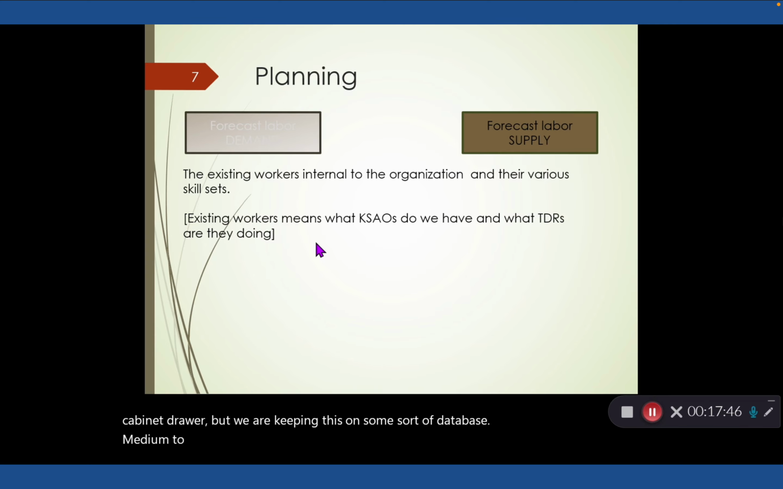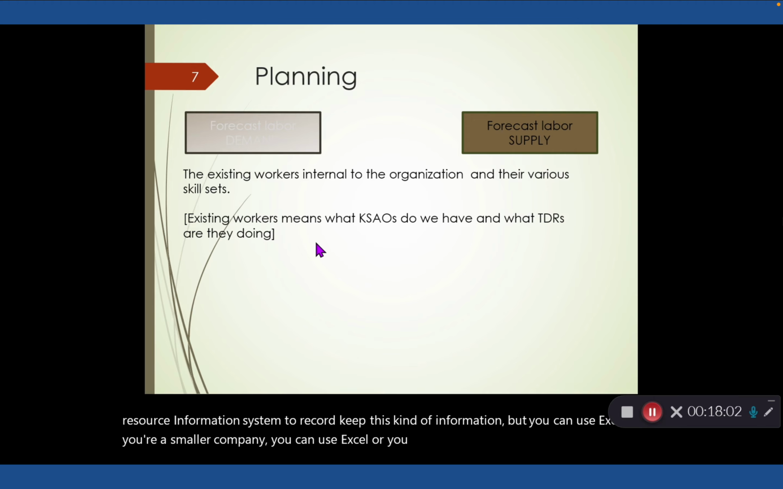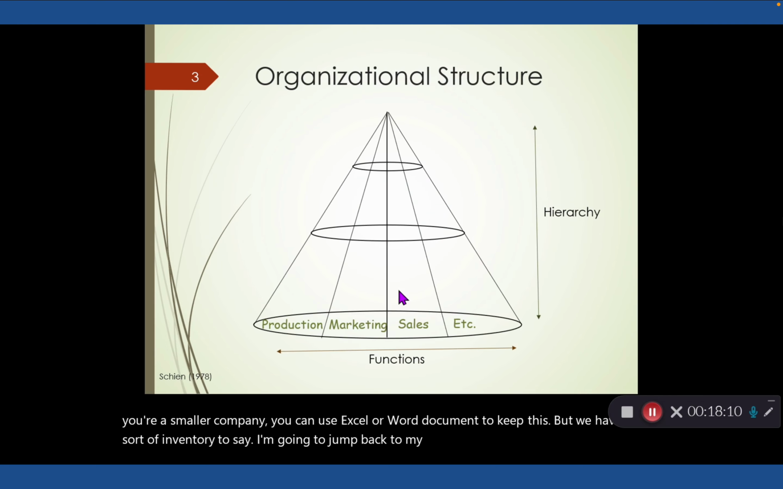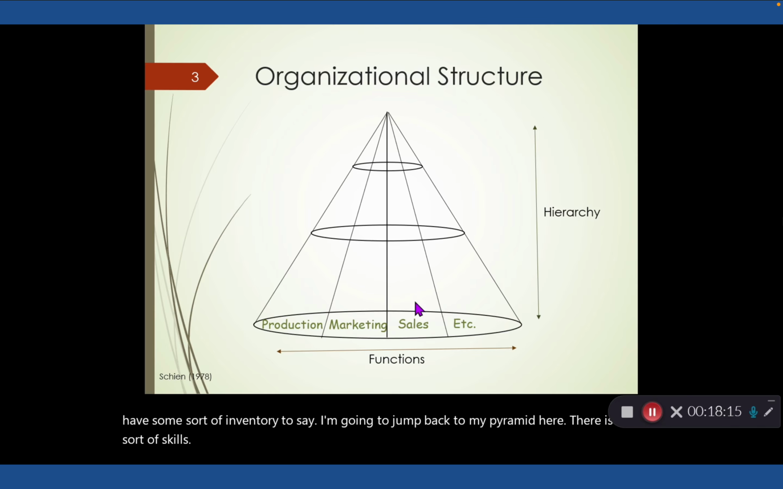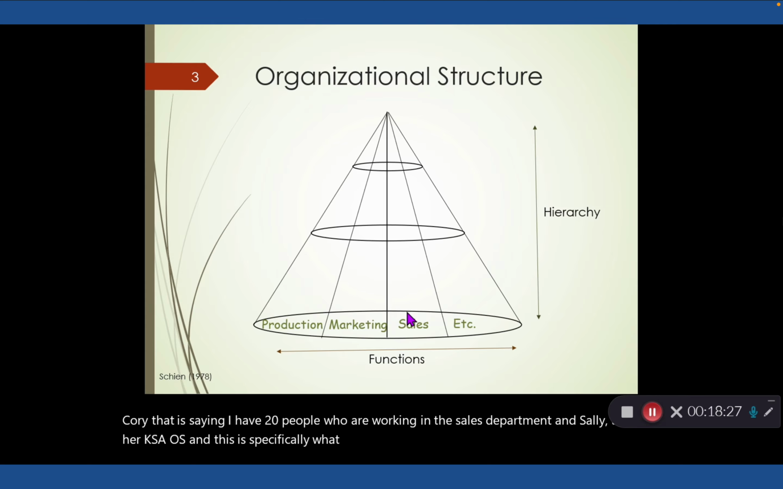Medium to large organizations typically are going to be utilizing some sort of HRIS, or human resource information system, to keep records of this kind of information. But you can use Excel. If you're a smaller company, you can use an Excel or Word document to keep this. But we have some sort of inventory, and I'm going to jump back to my pyramid here. There is some sort of skills inventory that says I have 20 people who are working in the sales department, and Sally, this is her KSAOs, and this is specifically what she is doing. This is Bob. These are Bob's KSAOs, etc.